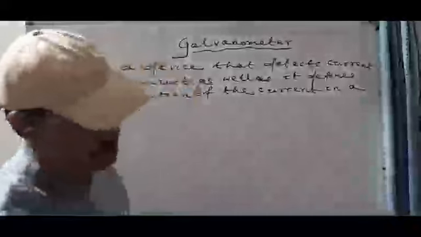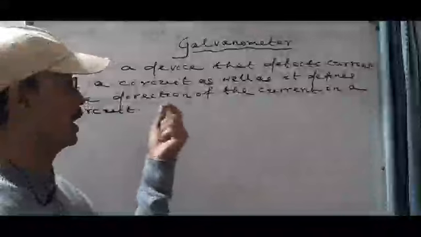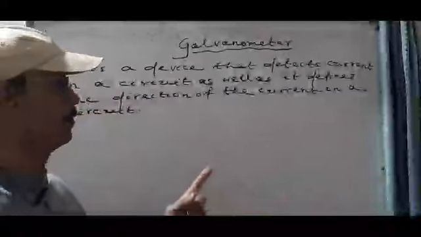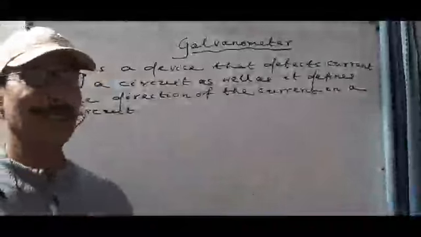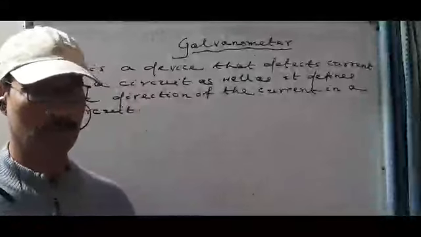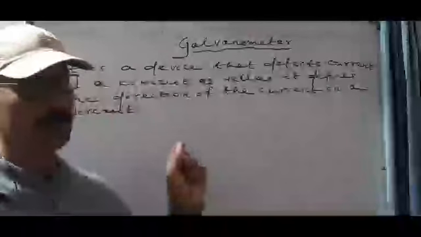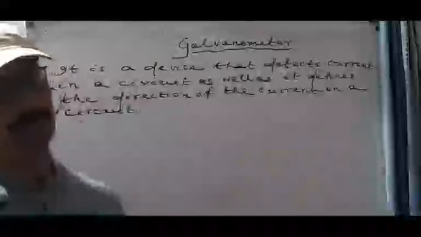So what does it mean? First of all, it detects whether the current is flowing in a circuit or not. Second thing, it also defines in which direction the current flows, means whether from terminal A to terminal B or from terminal B to terminal A.